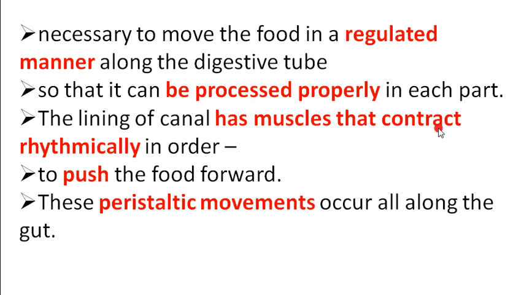So the lining of the canal has muscles. Muscles are types of cells that contract rhythmically in order to push the food forward. Okay, jaise contract hoga, it means it will produce pressure, it will produce some force. So force hoga to kya hoga, push the food forward, direction mein food ko aage le jana hai. So we have to push our food forward for another process. Now these peristaltic movements occur all along the gut. All along the gut means all along the alimentary canal. This is called peristaltic movements.